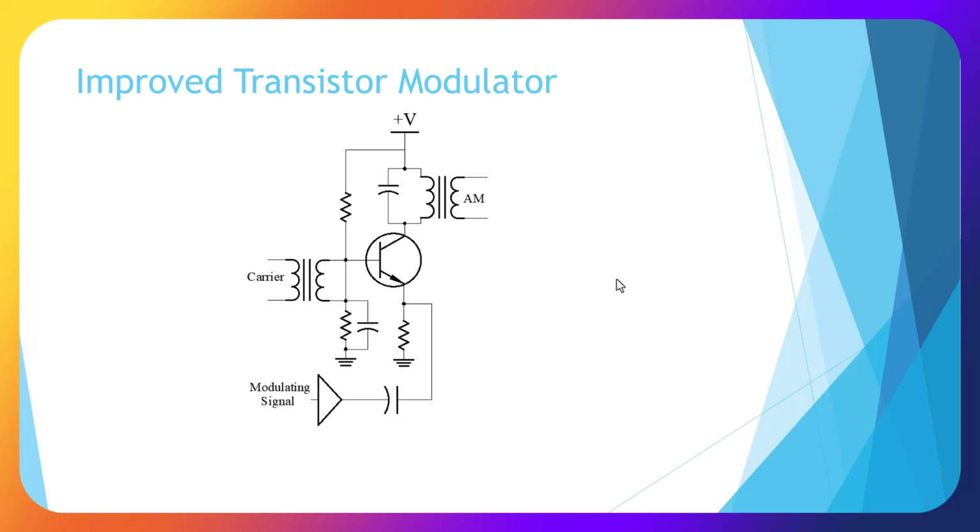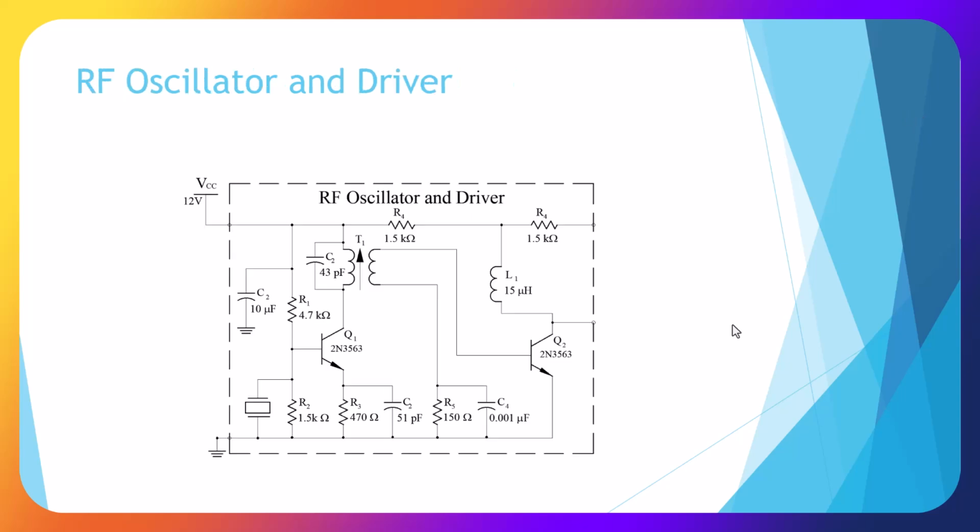Here's a circuit of an improved transistor modulator. Here's our modulator signal going through a buffer into our transistor, our carrier frequency put in through a transformer, our filter circuit, and AM out.